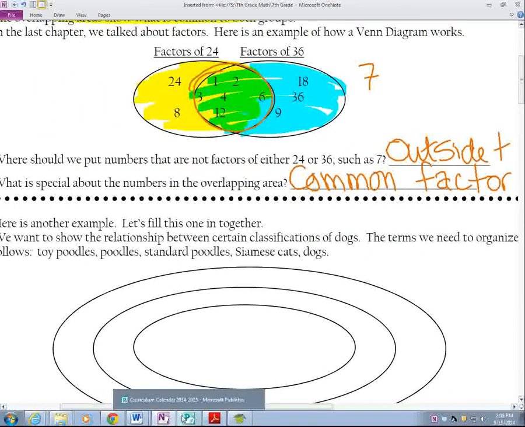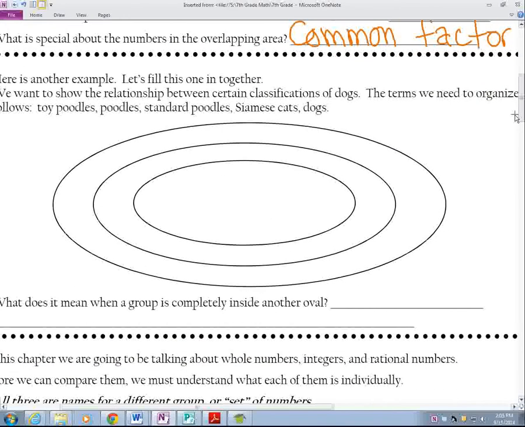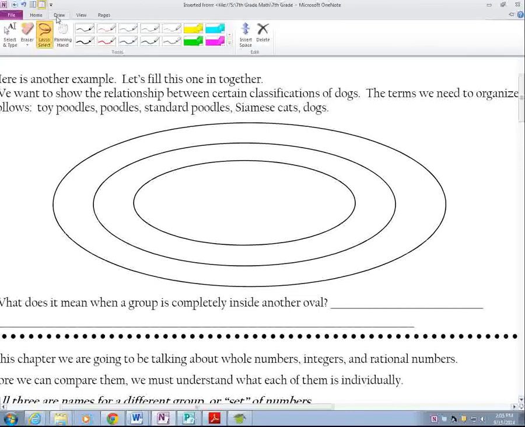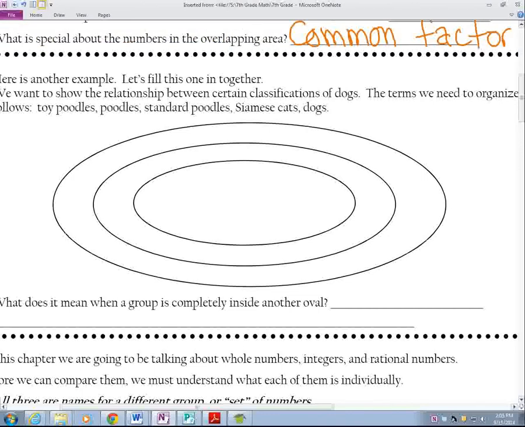Now, let's fill this one in together. We want to show the relationship between certain classifications of dogs. The terms we need to recognize and organize are as follows: toy poodles, poodles, standard poodles, Siamese cats, and dogs.